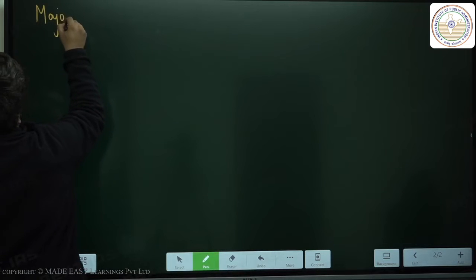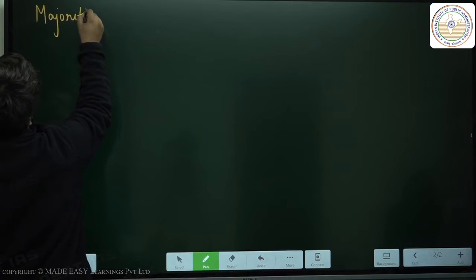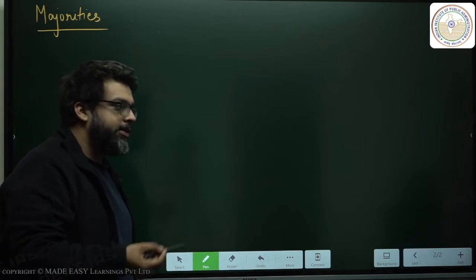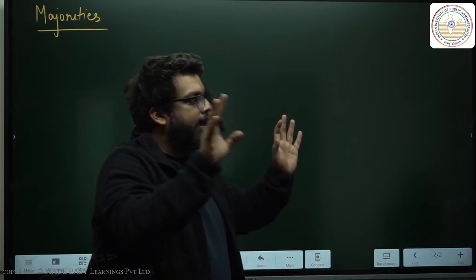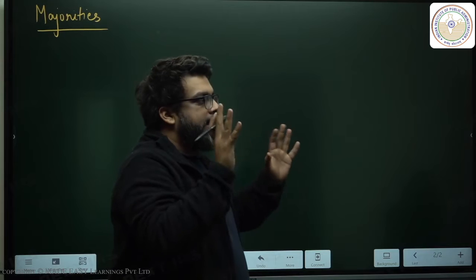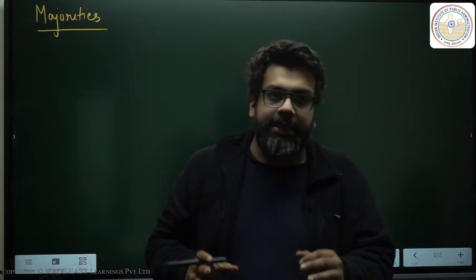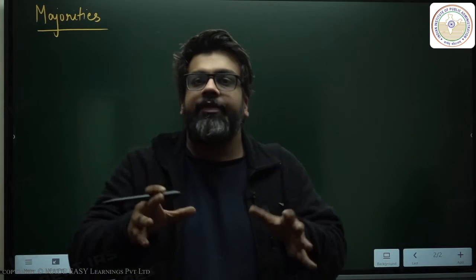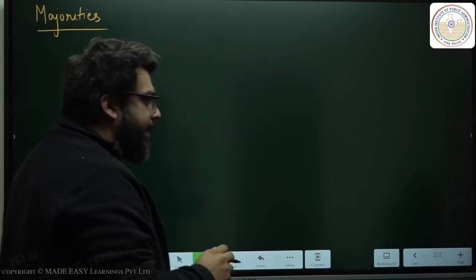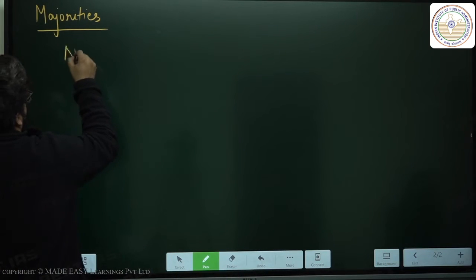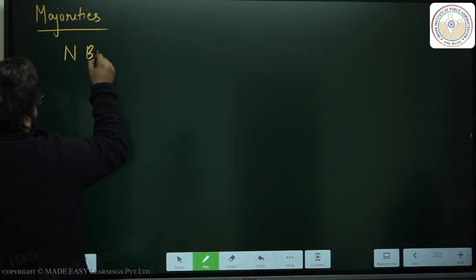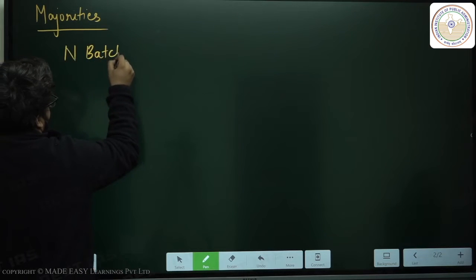Now, don't be afraid, this can be slightly complex, but I will teach you this in a simplified form. What do we understand by majorities? So, forget about polity, forget about law, forget about the civil services. Let us talk about you, let us talk about individuals in a classroom. Okay? Now, as I can understand, all of you are members of the N batch, right?